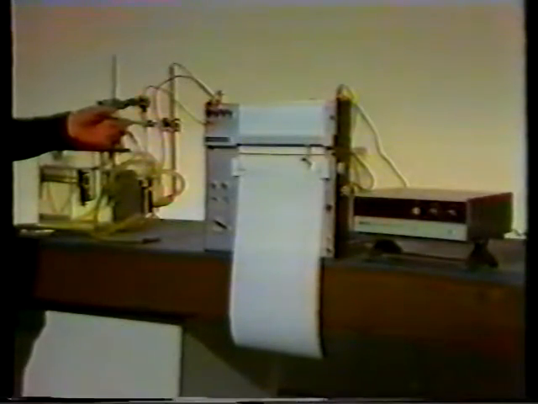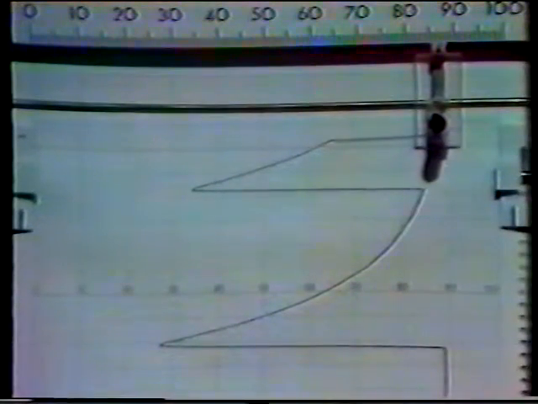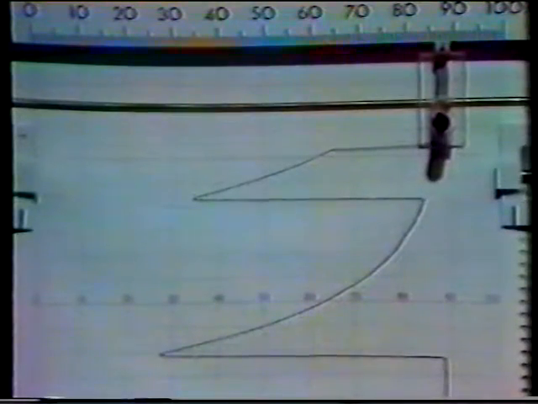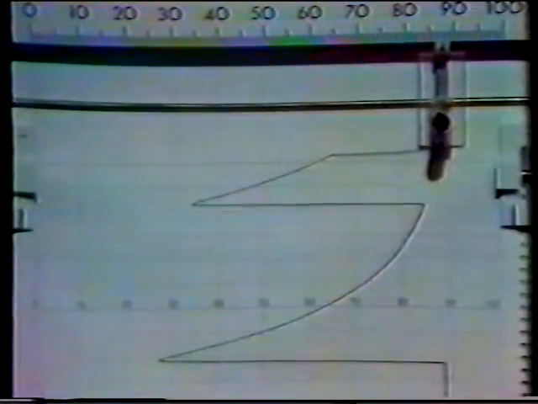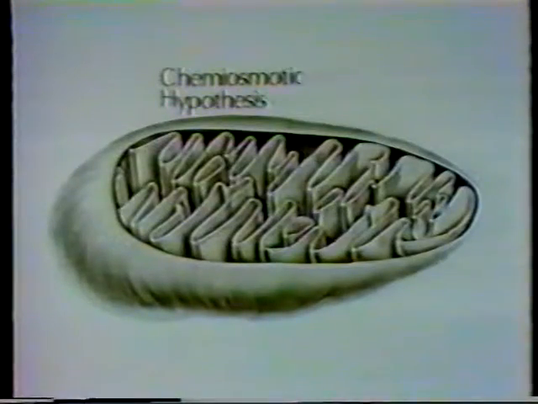Now we add uncoupler. You can see that upon addition of uncoupler, there's a rapid back diffusion of protons. This was one of the key experiments which helped to make researchers accept Peter Mitchell's chemiosmotic hypothesis. Of the several key points of his hypothesis, the following are most pertinent to our short discussion today.